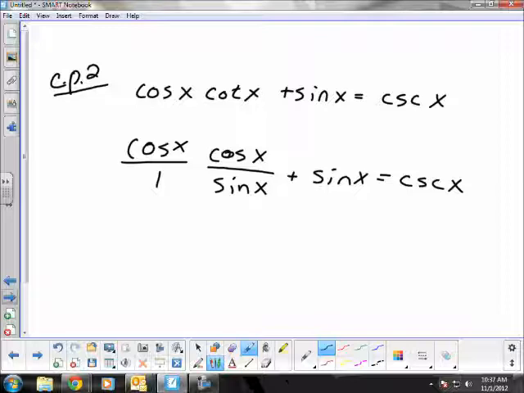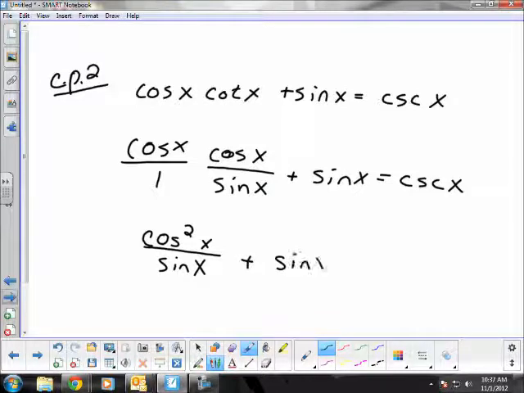So what does this become? The cosine squared of x over the sine of x, right? So I just multiply the top times the top, and the bottom times the bottom. Plus the sine of x, and that is over 1, right?